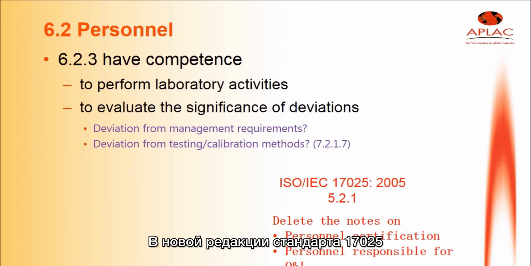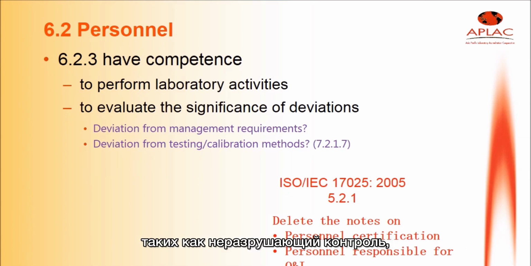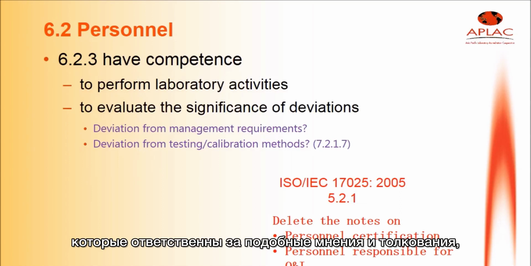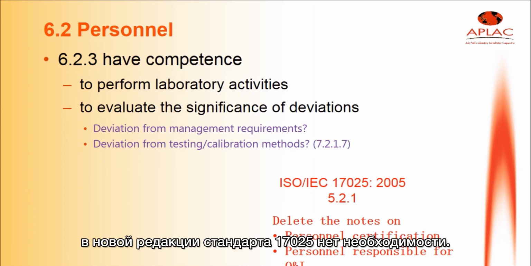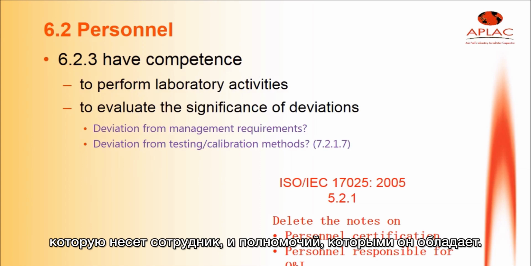The new version of 17025 deleted the notes related to personnel certification in some particular areas, such as NDT, and the special requirements for the personnel who are responsible for opinions and interpretation. Based on the nature and scope of opinions and interpretations, special experience, expertise or knowledge may be required for those persons who make such opinions and interpretations. But it's not necessary to highlight this more in the new version of 17025. What competence is needed for the personnel, the laboratory shall decide based on the responsibility and the authorization of that person.